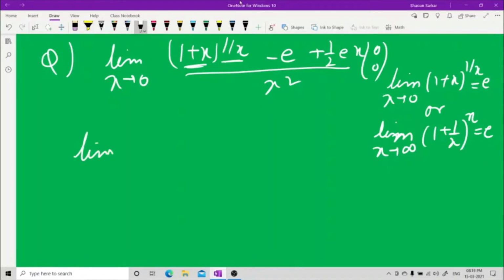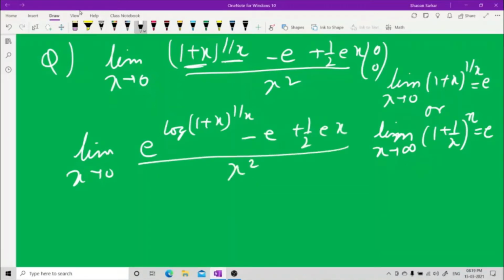limit x tending to 0, e to the power of log (1 plus x) by x, to the power of x minus e plus half e x upon x square. I have not yet used L'Hopital's rule. I have rewritten the whole thing. I have not used L'Hopital's rule yet; I have only rewritten this.